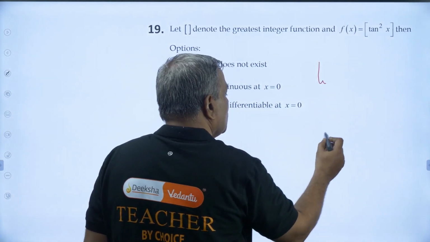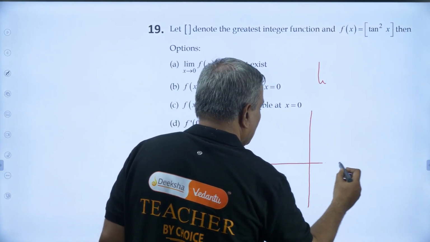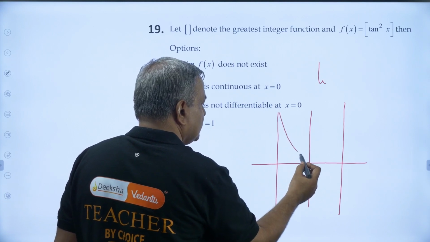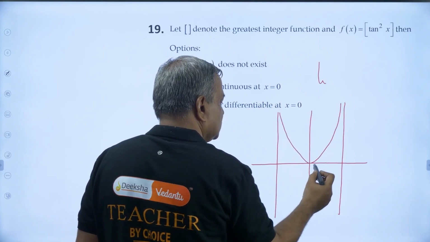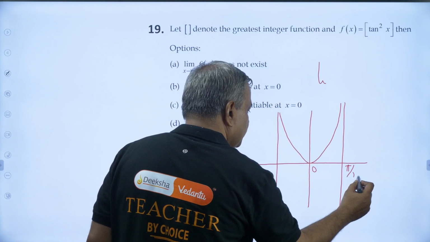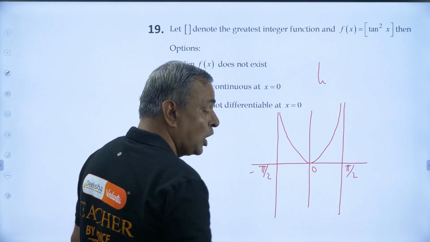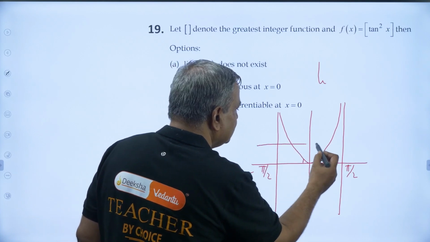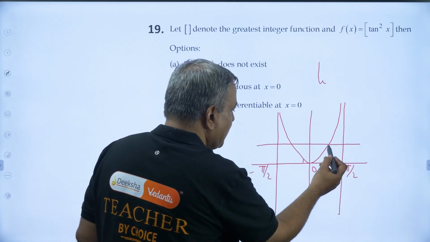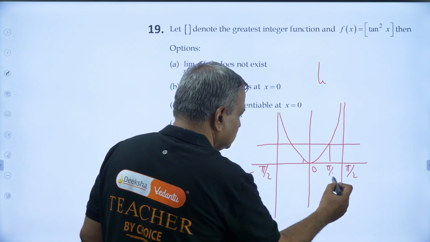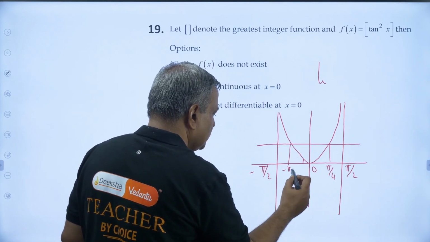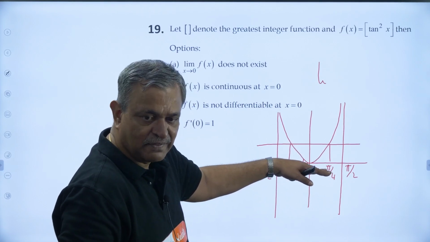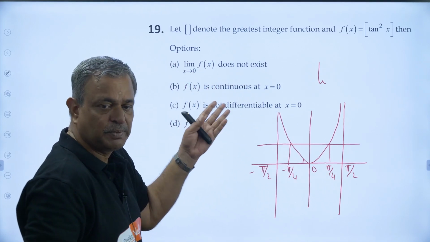Before that, I'll draw the tan square x graph. That will give you clarity of view. This is the tan square x graph. This is 0, this is pi by 2, this is minus pi by 2. Observe, left of 0 is also less than 1, this is 1, and you get it at pi by 4. This is minus pi by 4. Left of 0 is less than 1, right of 0 is less than 1. So the limit exists, perfectly correct.